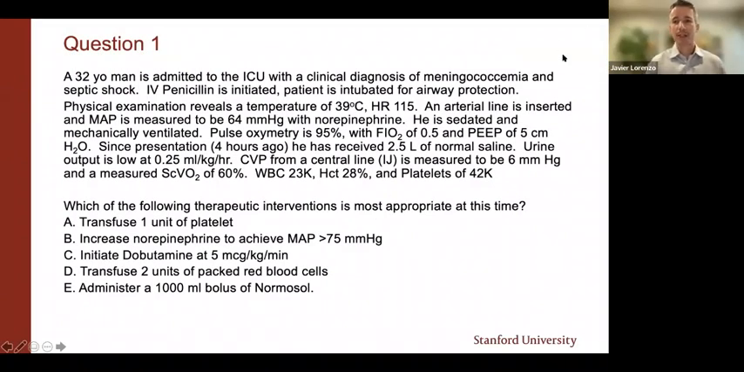A 32-year-old man is admitted to the ICU with a diagnosis of meningococcemia and septic shock. He's intubated, he's febrile, he's tachycardic. You put in an arterial line, your mean arterial pressure is 64, supported with Levophed. He's sedated, mechanically ventilated, PEEP 5. After 4 hours in the ICU, he's not peeing very much. His CVP is measuring 6 millimeters of mercury, and his central venous sat is 60%. He has a white count. Hematocrit is 28, platelets are 42. Which of the following therapeutic interventions is most appropriate at this time?